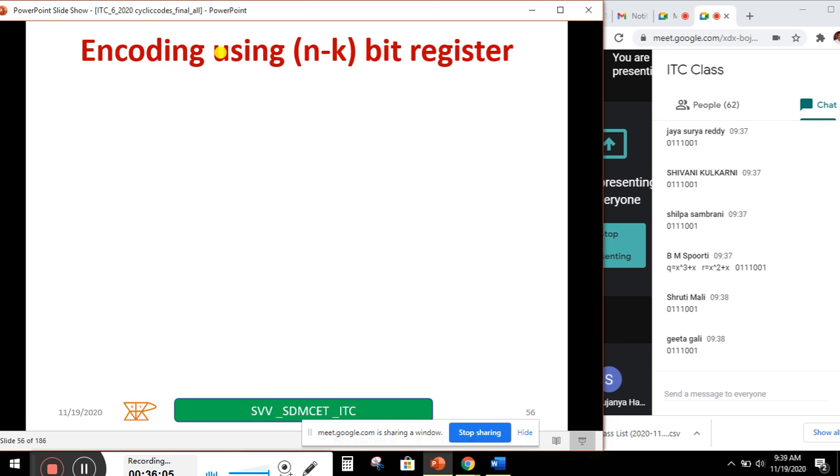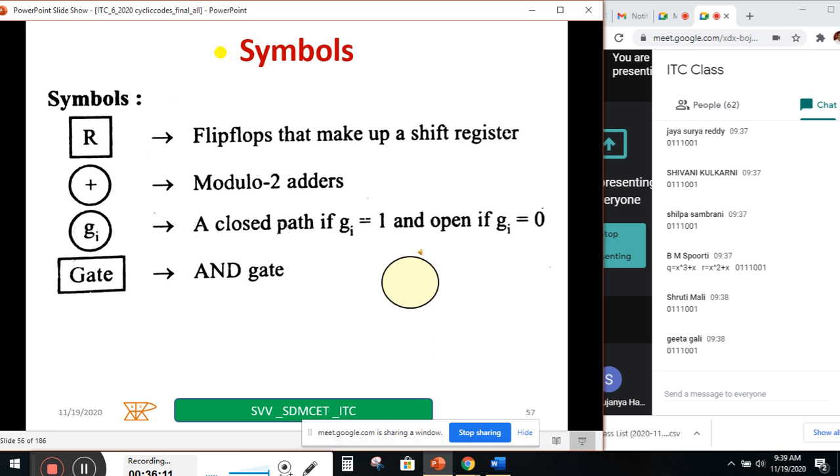Encoding using n-k bit shift registers. How to do it? Copy down this. These are the symbols we are going to make use of during our encoding diagram. First one is R, which represents flip-flops that make up a shift register. Whenever we say plus, it is a mod 2 adder.